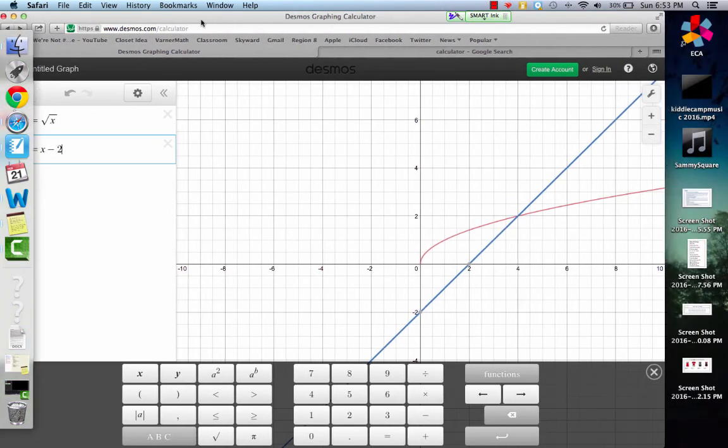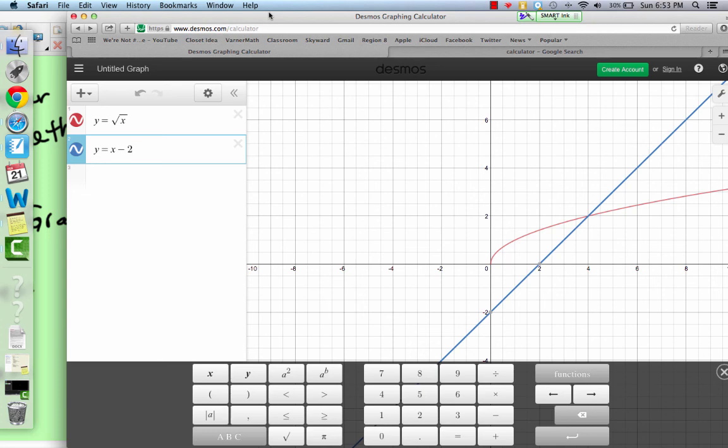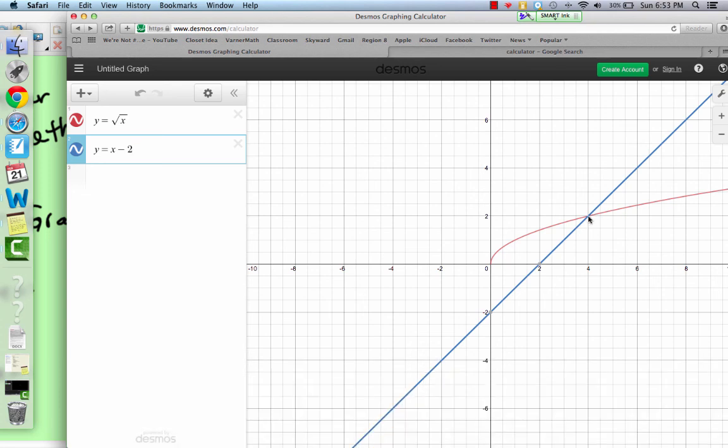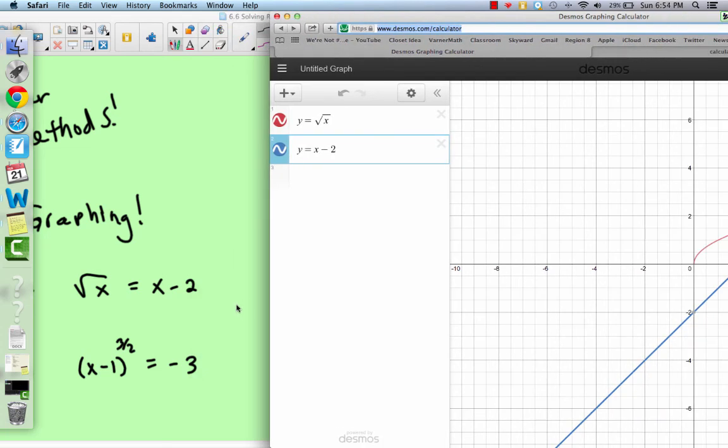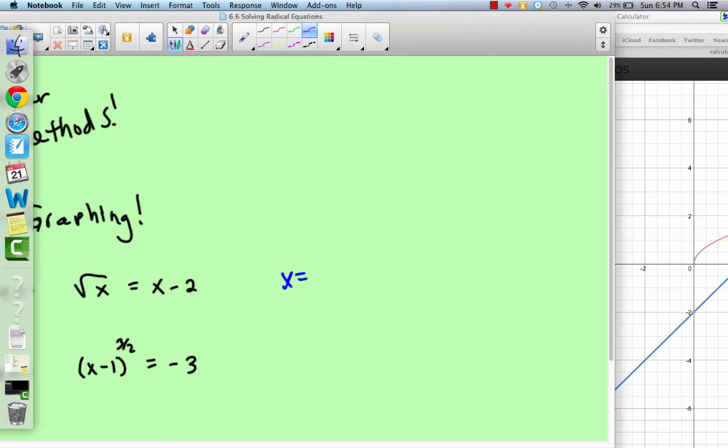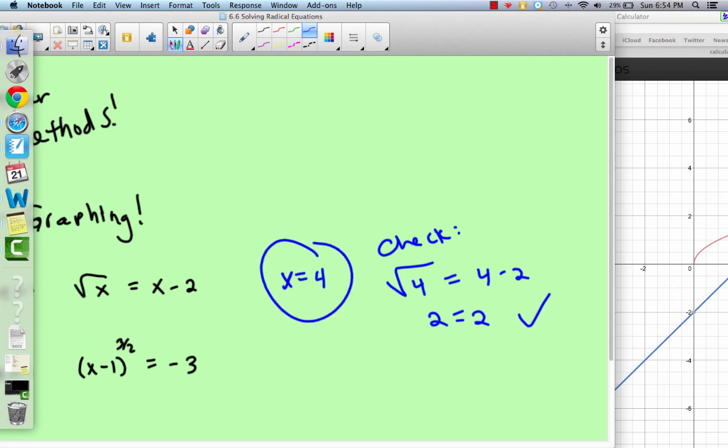So I've got two different graphs, and I want to know when they're equal. So in other words, where do they cross? This is a really easy way to find solutions. So right here we've got where they cross is at 4, 2. Simple solution, and of course you could always plug that back in and see. So because it crossed at x equals 4, plug it into the original and check and make sure that it still works. So if I have the square root of 4, does that equal 4 minus 2? Well, that is 2 equals 2, which it does, so x equals 4 is your answer.